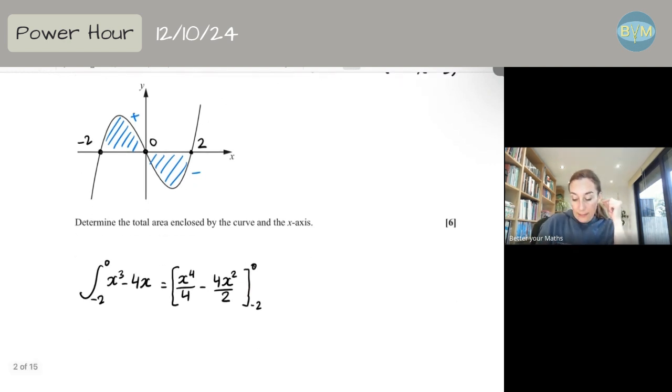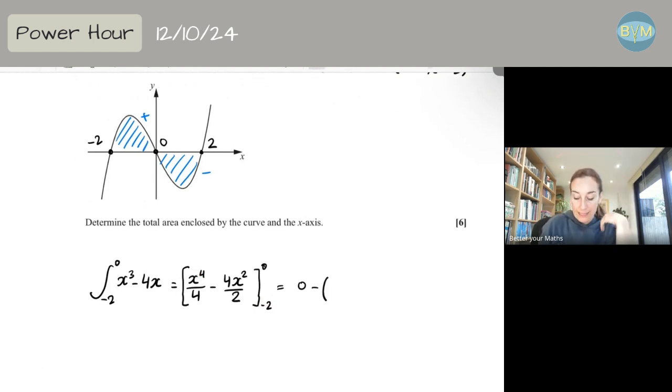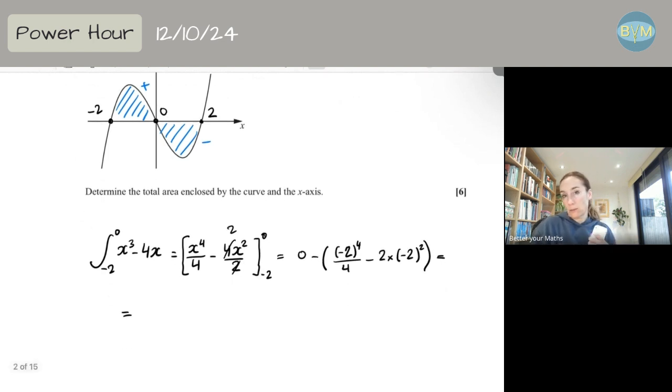So when I integrate between a and b, I substitute the b, the top limit, 0. So I have 0 minus, and then I substitute the minus 2. And I'm going to write a bracket just in case. So minus, brackets, and I substitute the minus 2. So I have minus 2 to the power of 4 divided by 4, and then minus, I'm going to cancel these 2 and write 2, so minus 2 times minus 2 squared. The more working you show, the more chances you have to get marks, just in case your final answer is wrong. That's why I wrote this 0 and the minus at the front.